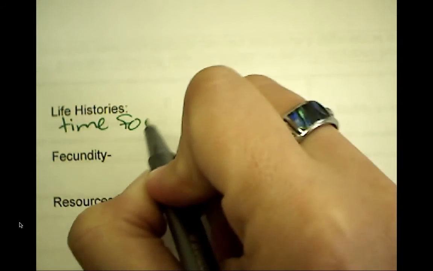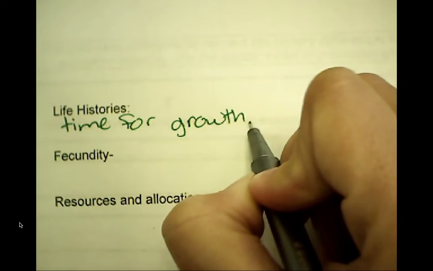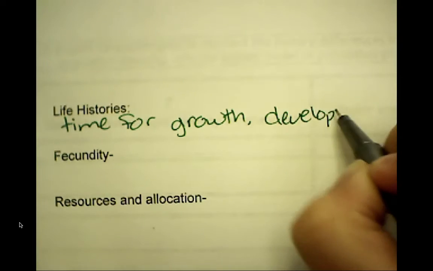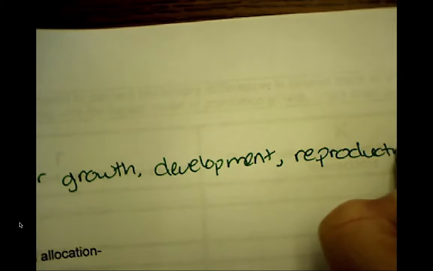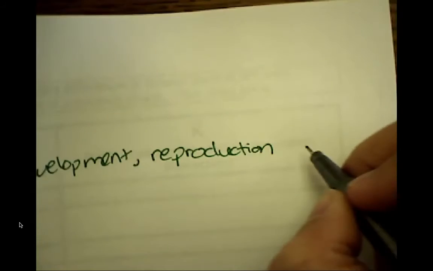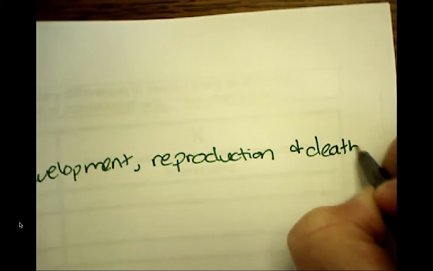A couple other things that we're going to define, and then we'll get into some of the real characteristics of growth in a population, how a population can grow, is something called life history. So a life history is the time for growth, development, reproduction, and death. So let me give you an example of what we mean by this.